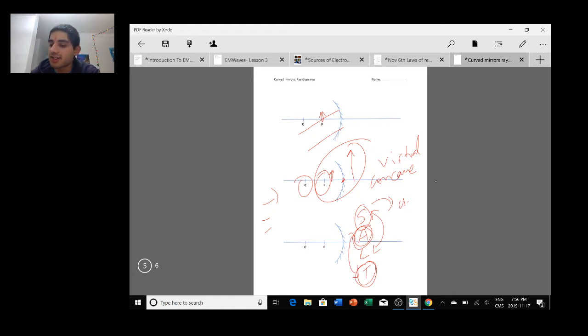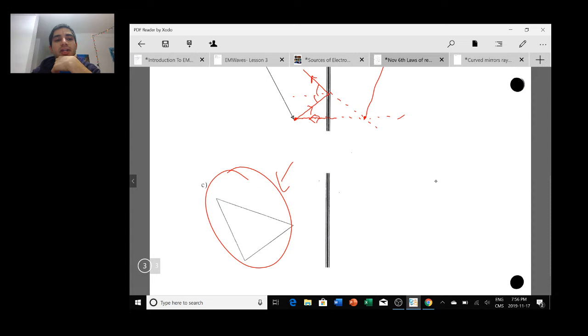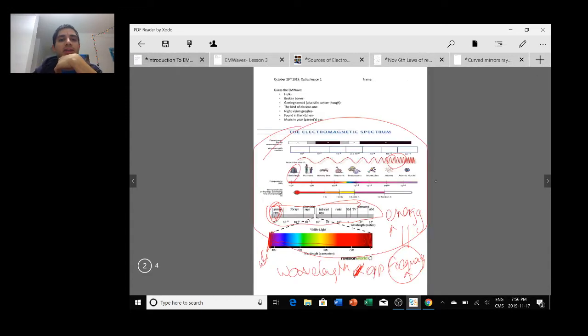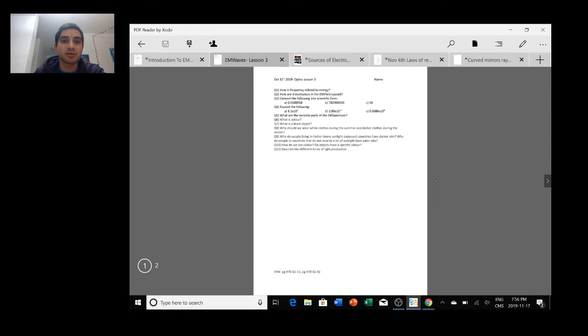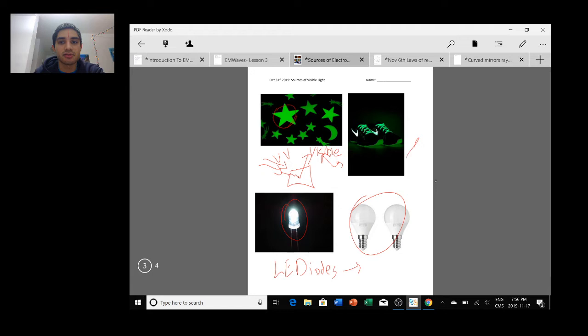So how much of the test is on ray diagrams? That's a good question, Deepinder. I'm going to say most of the test is on ray diagrams. Like I'm saying, it's basically going to be curved mirror ray diagrams and plane mirror ray diagrams. The only things that are not ray diagrams are the electromagnetic spectrum, sources of visible light, and definitions.